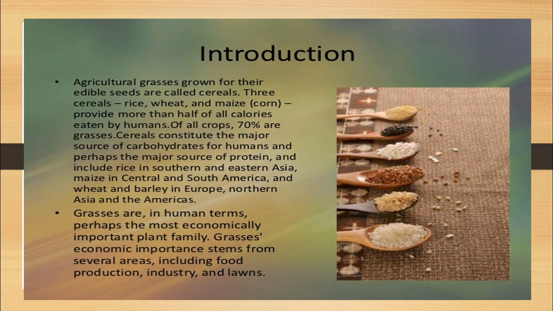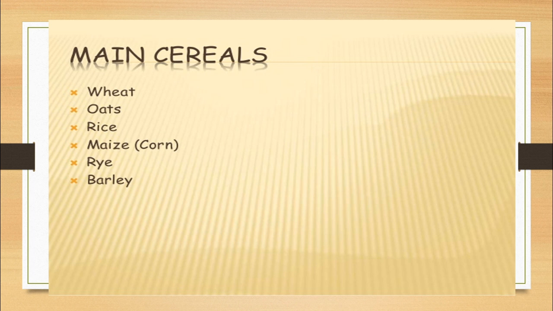These grasses are perhaps the most economically important plant family. These are important in several areas of food production, food industries, as well as lawns. So if I talk about the major cereals, we are all acquainted with wheat, rice, oats, maize, rye and barley. These are the main cereals which we include in our day-to-day life.